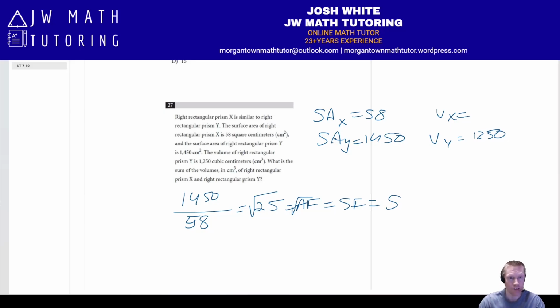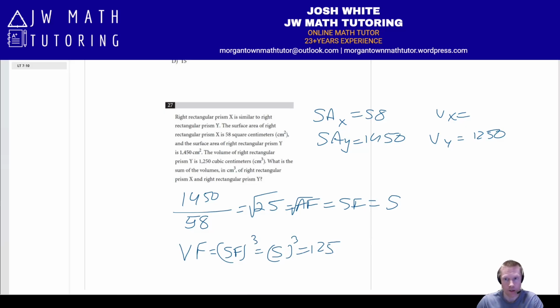So in other words, each side in prism Y, which is the larger one, is 5 times the length of its corresponding side in prism X. That's what the scale factor is telling us. Now, here's the other thing that you need to know. The volume factor, which relates the volume of two similar 3D objects, prisms in this case, is just the cube of the scale factor. So the volume factor is equal to the scale factor cubed. So you take 5 and you cube it, and that gives you 125.